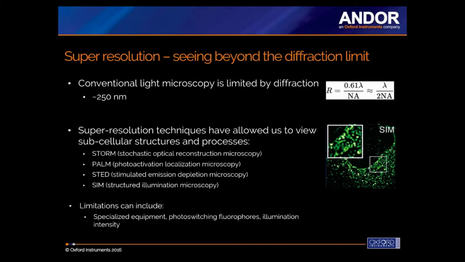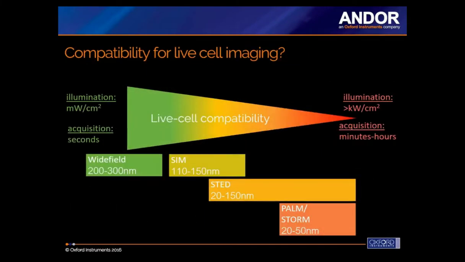But the other one that is of most concern to us for live cell imaging really is illumination. Illumination intensity is particularly important for live cell imaging. We can see that from a technique like wide field, we might be in the order of milliwatts per centimeter squared, SIM moving up into watts per centimeter squared, and then into PALM and STORM where you are dealing with kilowatts per centimeter squared, which is really quite a high level of light.